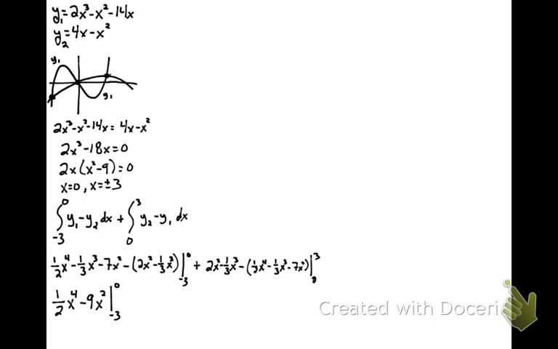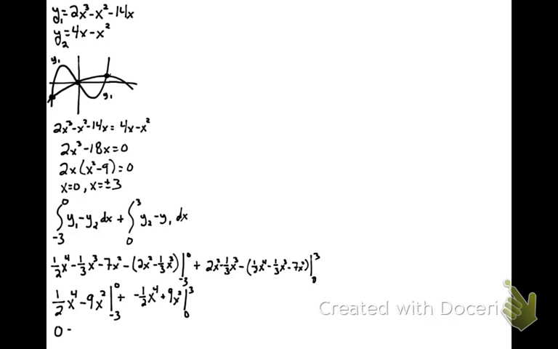Hopefully I left myself enough space. Plus, we'll have -1/2 x to the fourth. The 1/3 x cubes drop out, and we're left with plus 9x squared from 0 to 3. Some substitution. My upper limit is 0, so everything's going to drop out.